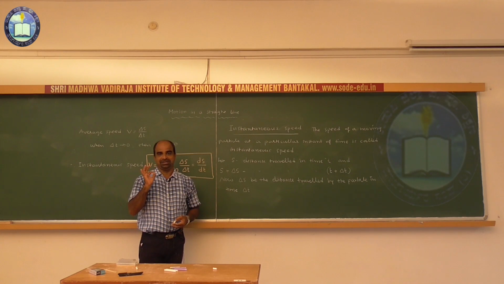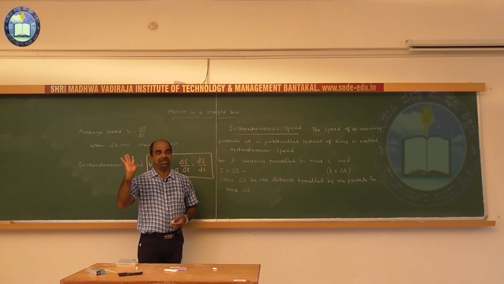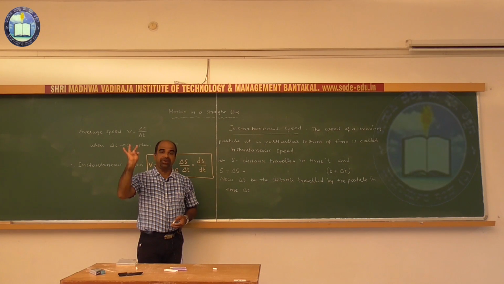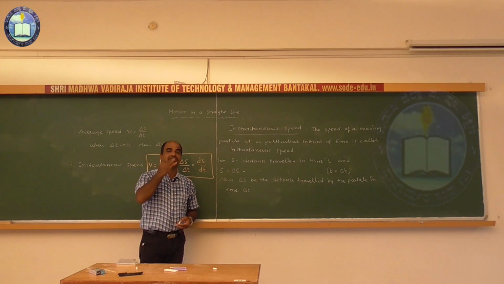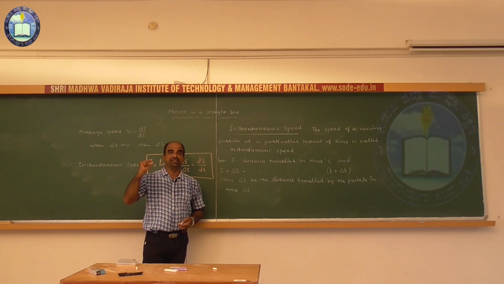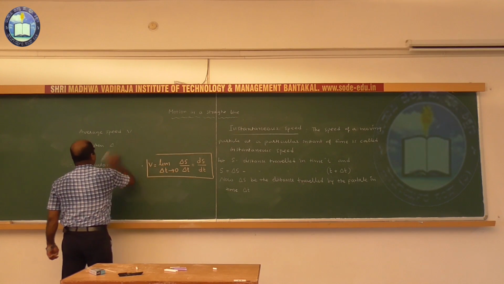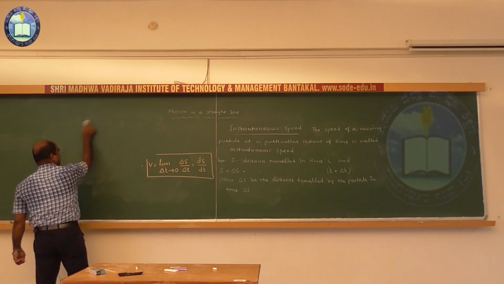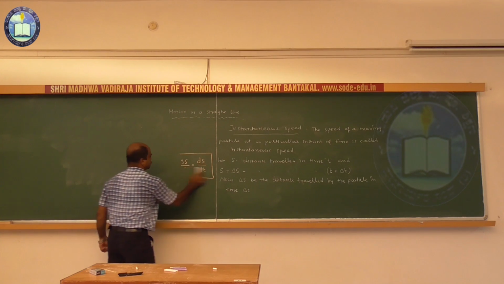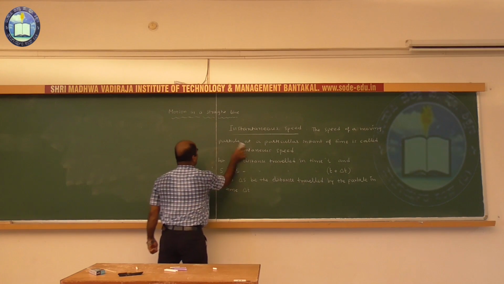I hope that all of you understood clearly about speed. What is speed? What is uniform speed? What is average speed? And we discussed what is meant by instantaneous speed. Now I am going to discuss the next topic of the chapter, velocity.